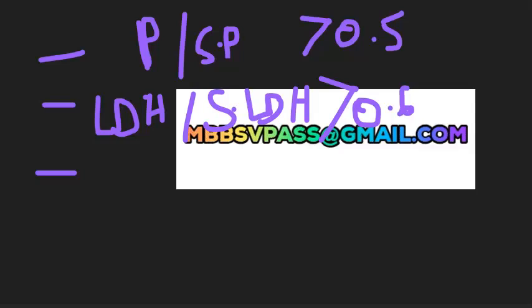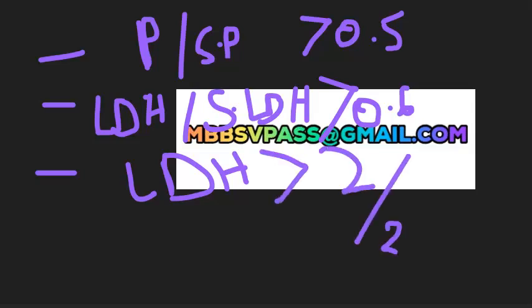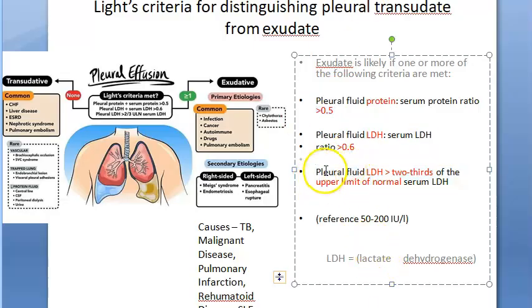What is the third point? The third point is also talking about LDH only, but here they are not dividing by anything. They are saying if it is greater than 2/3 of the upper limit of the normal reference range of LDH in the serum. First let's read the criteria. The third criteria: pleural fluid LDH is greater than 2/3 of the upper limit of normal serum LDH.